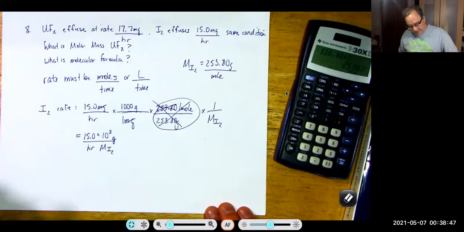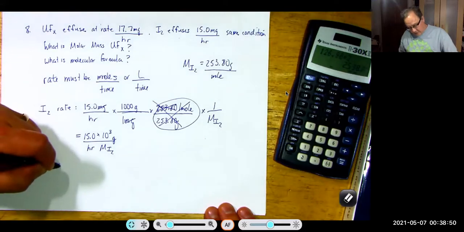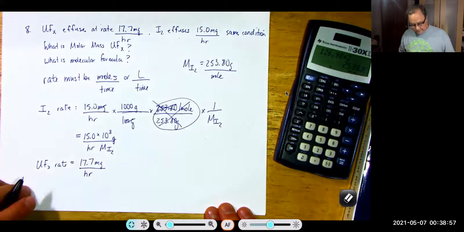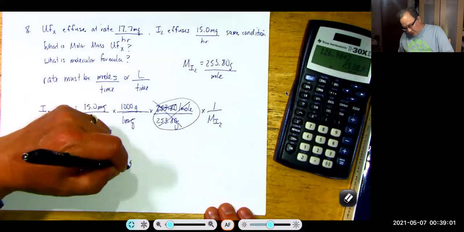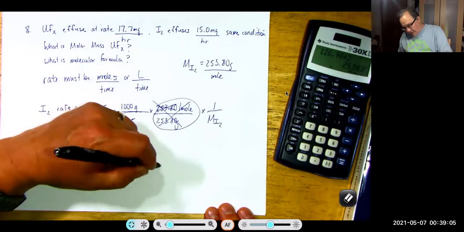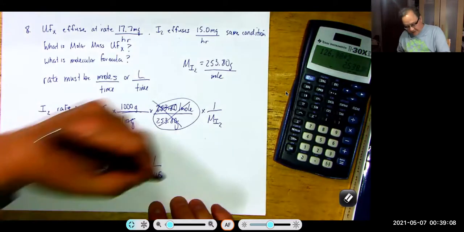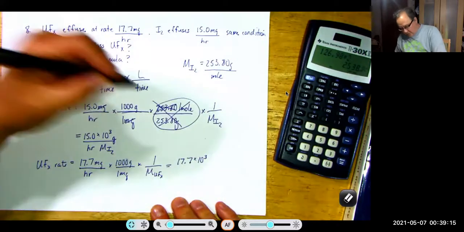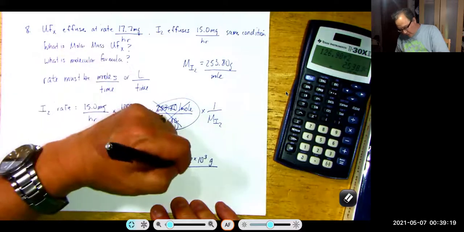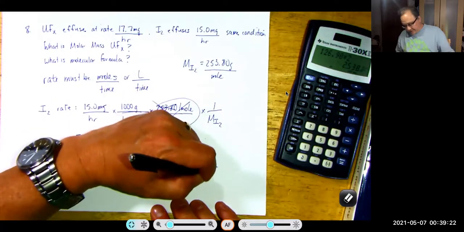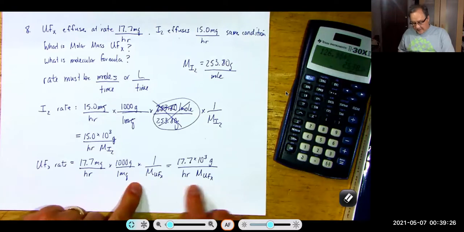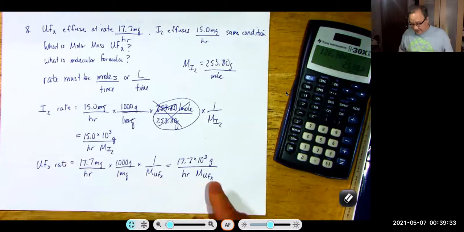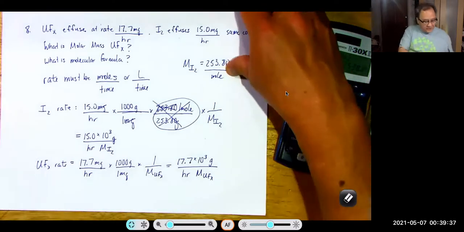Okay, so what is the UFX rate? Well, it's going to be 17.7 milligrams per hour times 1,000 grams over 1 milligram, and then times 1 over the molar mass of UFX, which cleans up to 17.7 times 10 to the third grams per hour over the molar mass of UFX. So now you can kind of see why I did that above: I don't know the molar mass of UFX, so I just have to use a variable for it, and there it is. Okay, so that's the start.